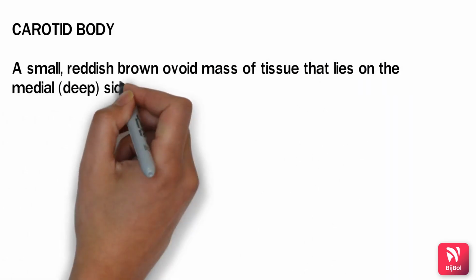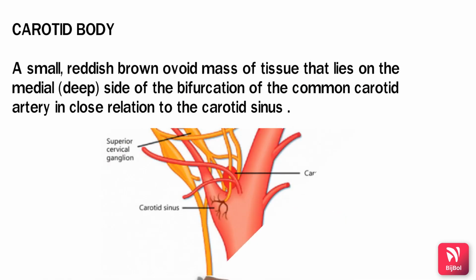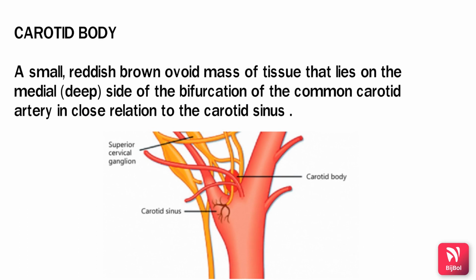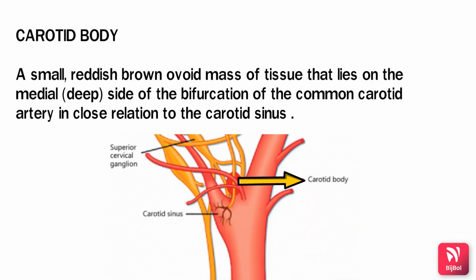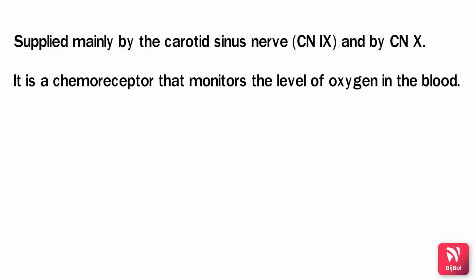Coming to the carotid body, it is a small reddish brown ovoid mass of tissue that lies on the medial deep side of the bifurcation of the common carotid artery, in close relation to the carotid sinus. So, it is a reddish brown ovoid mass. In this diagram, you can see the carotid body, which is present at the bifurcation of the common carotid artery, indicated by the yellow arrow. It is supplied mainly by the carotid sinus nerve, that is the glossopharyngeal nerve, and the vagus nerve. It acts as a chemoreceptor which monitors the level of oxygen in the blood.